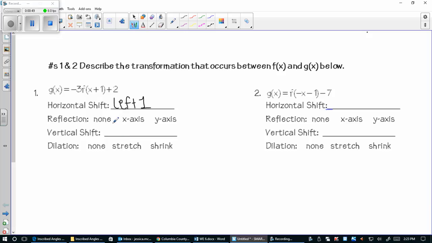So then next is the reflection. And for reflection, we're looking for a negative. That negative can either be attached to the x or it can be on this coefficient out in front. So if it's on the coefficient like it is, it's not attached to the x. That means that that is an x-axis reflection. For the vertical shift, we're looking for something being added or subtracted, not inside of parentheses. So this plus 2 tells us that it's going up 2.